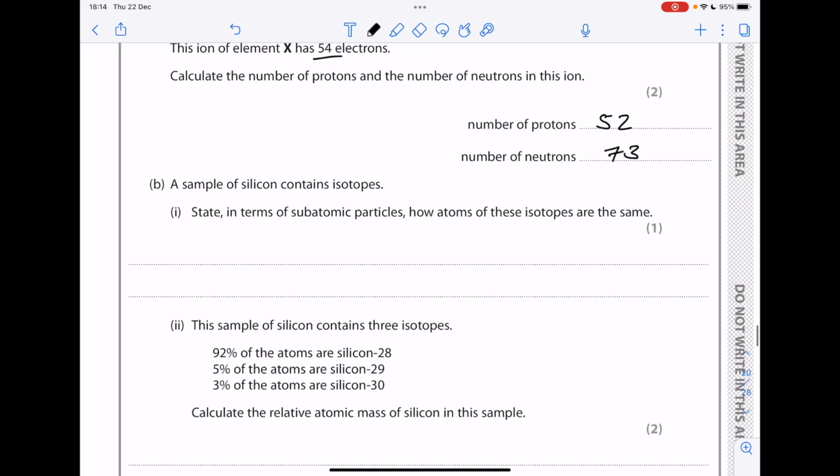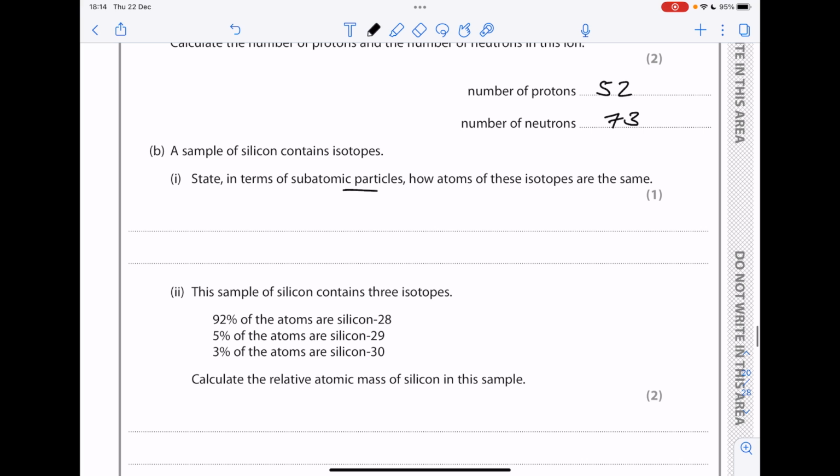A sample of silicon contains isotopes. State in terms of subatomic particles how atoms of these isotopes are the same, because they have the same number of protons but a different number of neutrons.